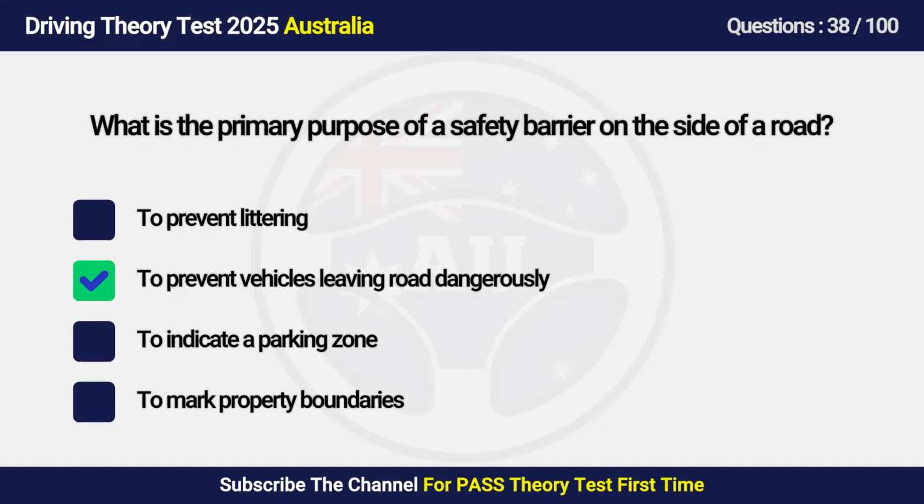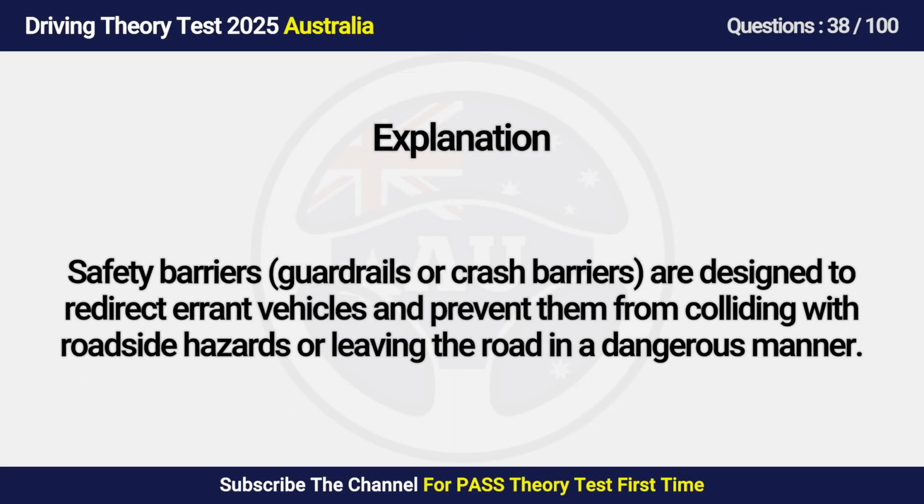Answer is B. To prevent vehicles leaving the road dangerously. Safety barriers, guardrails, or crash barriers are designed to redirect errant vehicles and prevent them from colliding with roadside hazards or leaving the road in a dangerous manner.